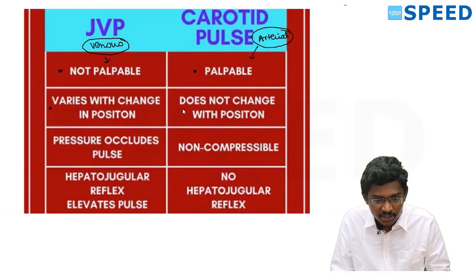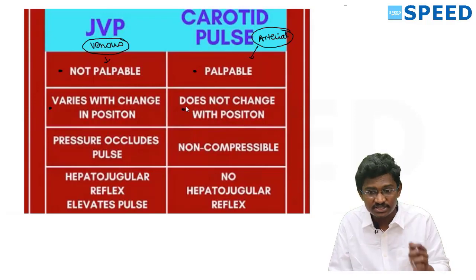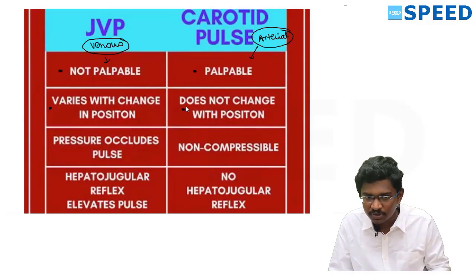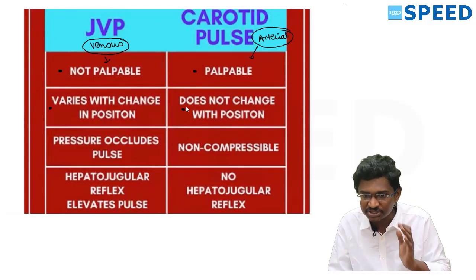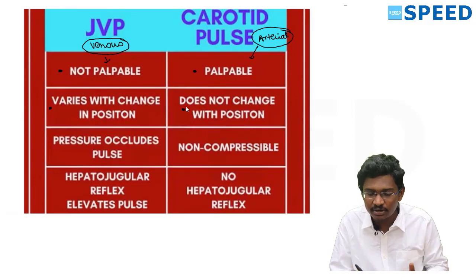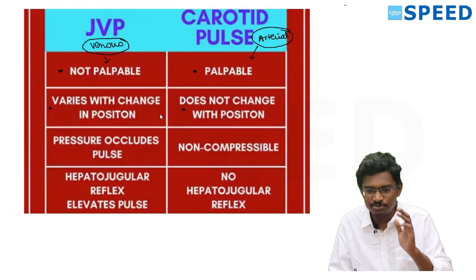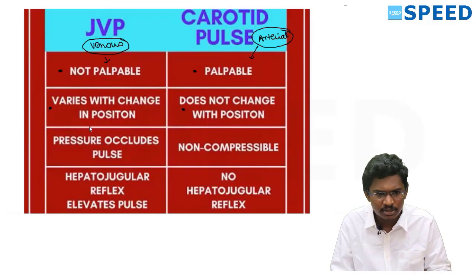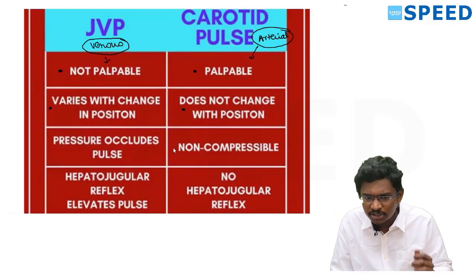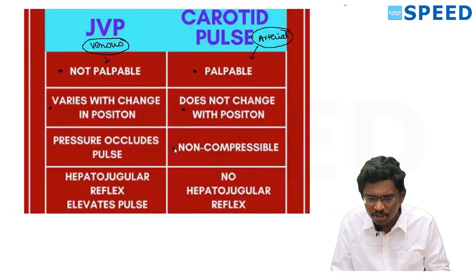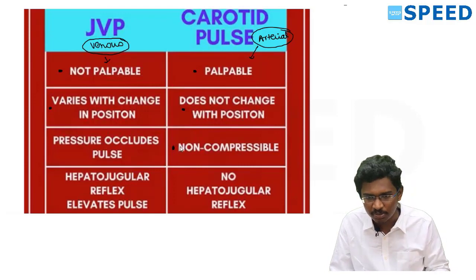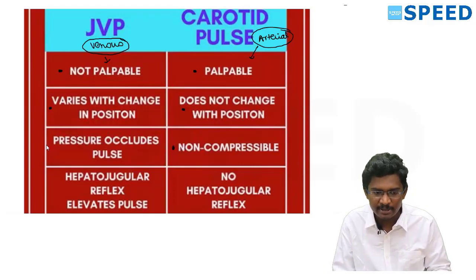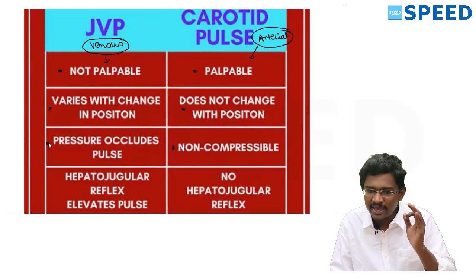But does the carotid change with changes in posture? Obviously not. It is governed mainly by arterial pressures and the high pressures in the left side of the heart. It won't manifest that much with change in posture. Next, the carotid pulse is non-compressible, due to the high pressures within it. But the JVP, the jugular veins, can be compressed.